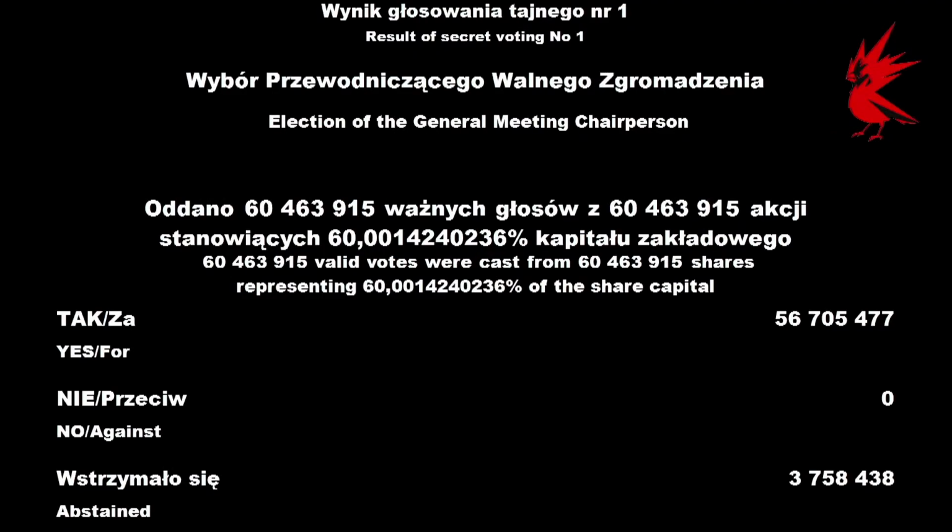In a secret vote, 60,463,915 valid votes were cast, from 60,463,915 shares representing 33 million of the share capital. 56,705,477 were in favor. There were no against and 3,758,438 abstained. So the candidate, Mr. Koziorowski, is approved as the chairperson of this present general meeting. Please come forward.